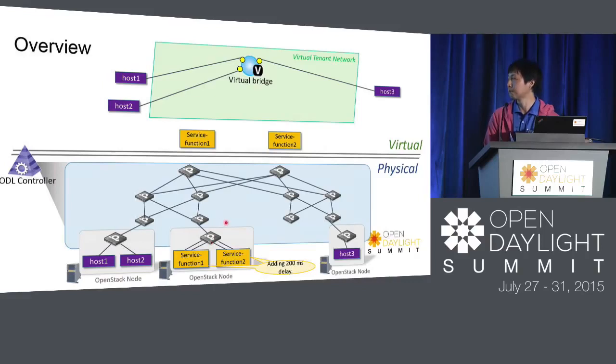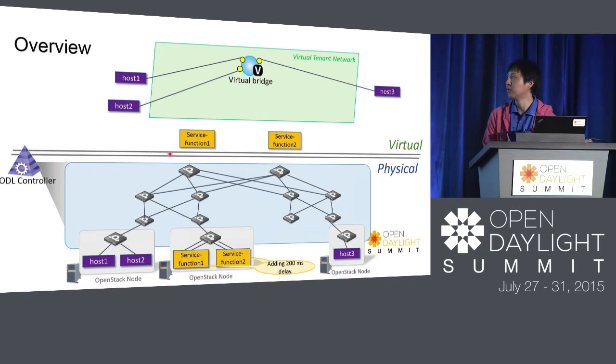OpenFlow switches in there. So this is a little bit complicated, but you don't need to understand this complicated network, because all these OpenFlow switches are controlled by VTN manager running in OpenDaylight controller. So what you need to do is just define a virtual network via API of VTN manager.